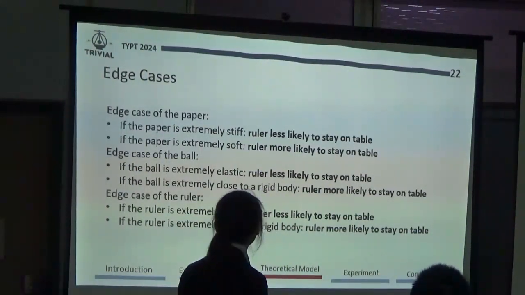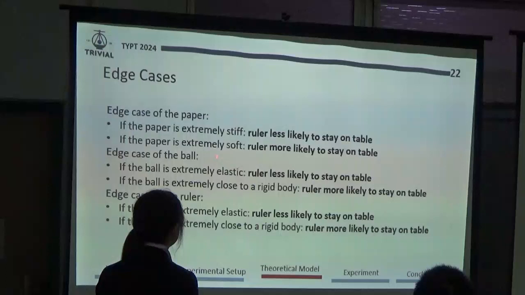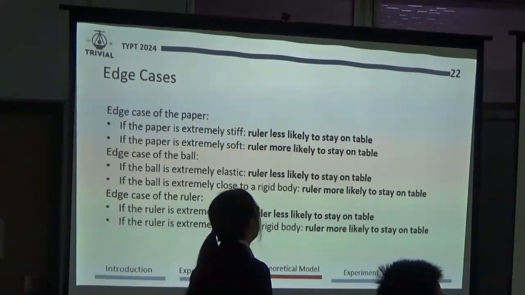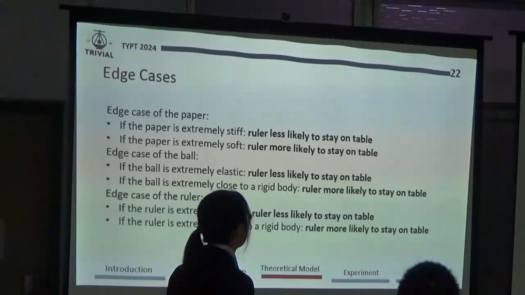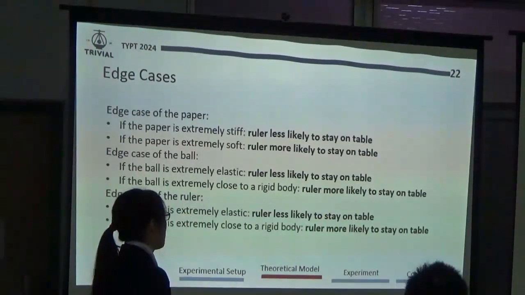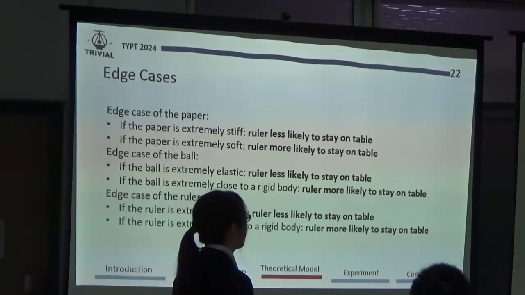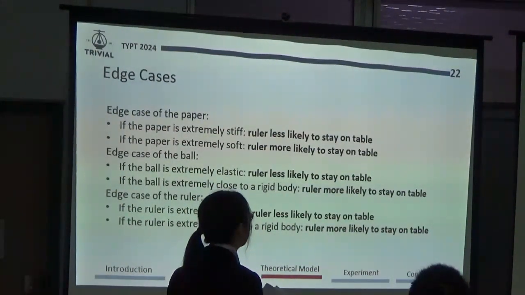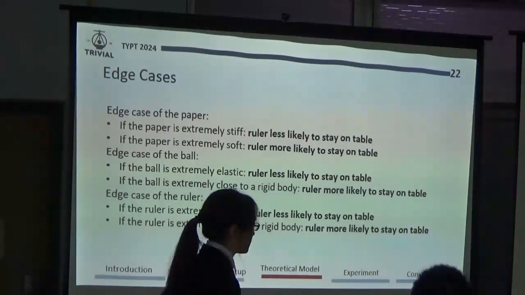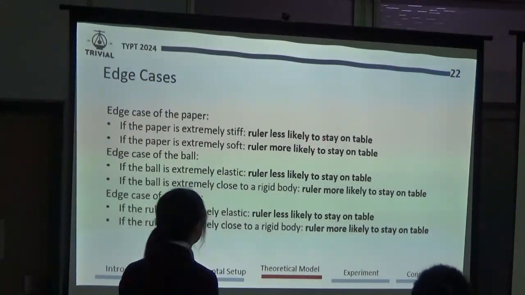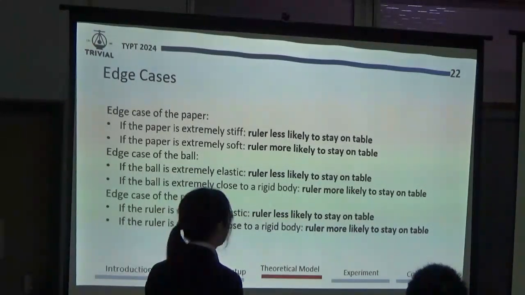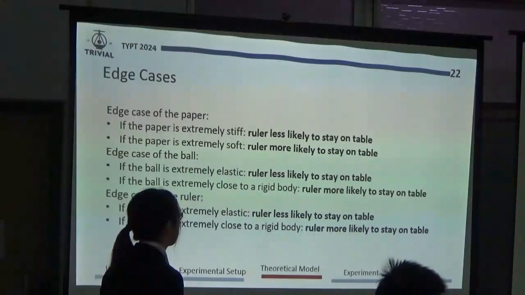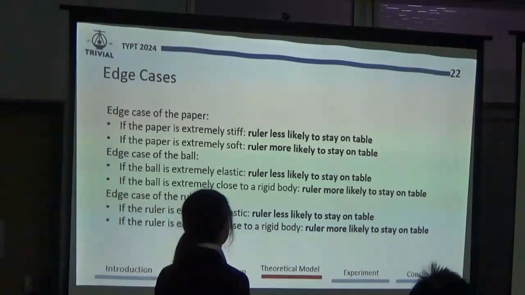And then for the edge case of the ball, if the ball is extremely elastic, the ruler will be less likely to stay on the table because the contact time will be too long and the force that the ball acts on the ruler will be too small to lift up the paper and create an air pocket. So it is hard for us to create a pressure difference that is large enough to push back the ruler again. So it is less likely to stay on the table. Again, vice versa, if the ball is extremely close to a rigid body, the ruler will be more likely to stay on the table.